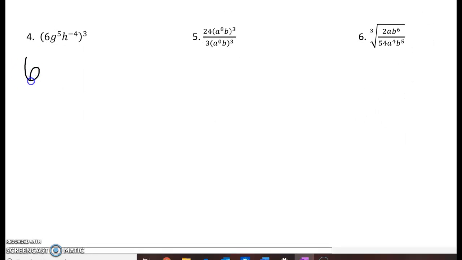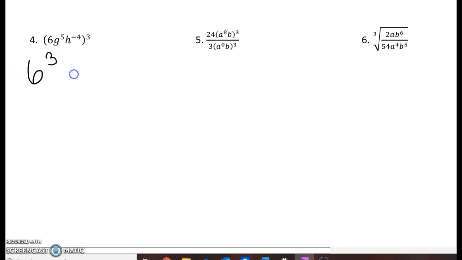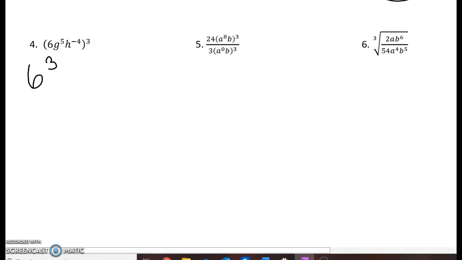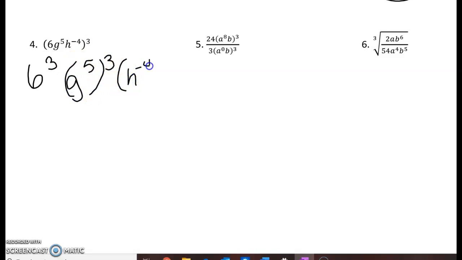So, we're going to do the same thing. 6 cubed. G to the 5th cubed. H to the negative 4th cubed. So 6 cubed is 6 times 6, which is 36. And then you have 36 times 6, which is 216.